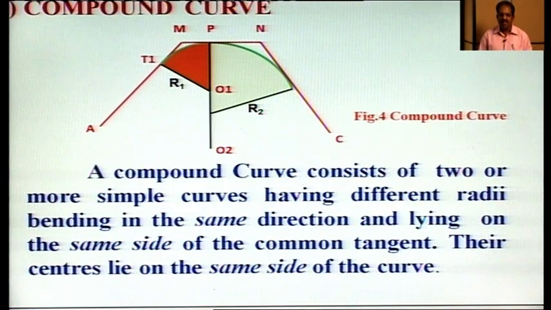Their centers lie on the same side of the curve, that is, the center of the first curve, O1, lies on the same side as O2 of the second curve. So, I repeat once again, a compound curve consists of two or more simple curves having different radii bending in the same direction and lying on the same side of the common tangent. Their centers lie on the same side of the curve.